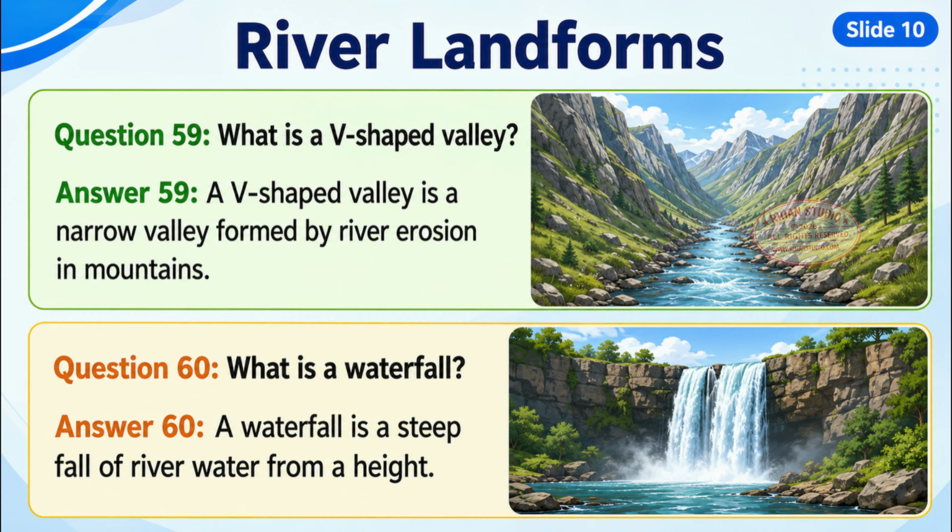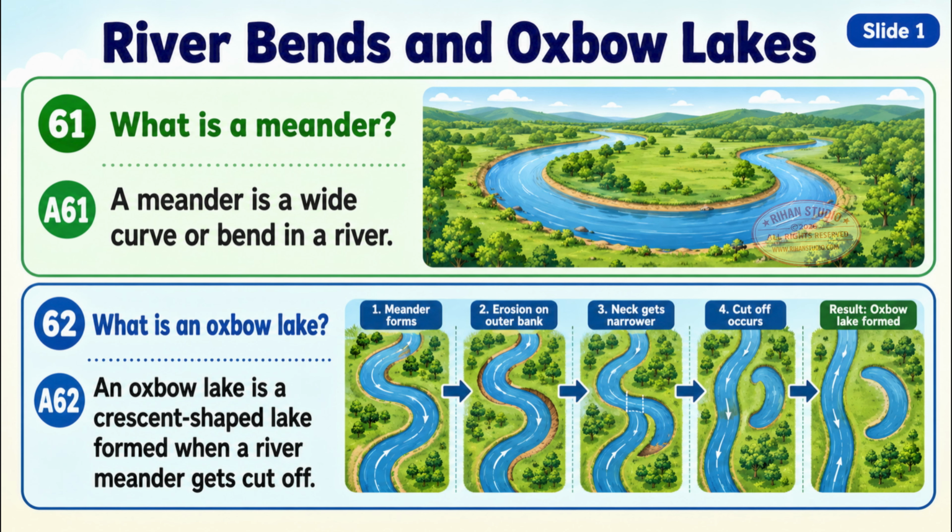Question 60. What is a waterfall? Answer 60. A waterfall is a steep fall of river water from a height. Question 61. What is a meander? Answer 61. A meander is a wide curve or bend in a river.